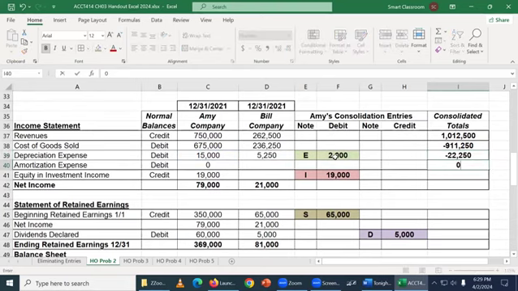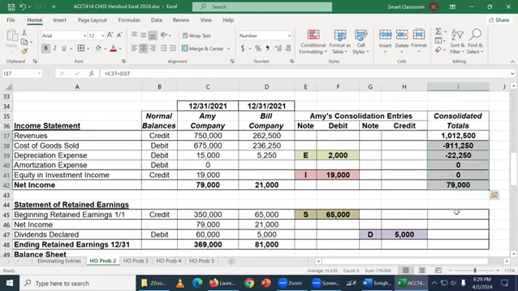Amortization expense is 0. And our investment account is down to 0. The investment income, because it's not going to be included in our consolidated income. And you'll notice something. The income for those are exactly the same as the company income, and as they should be.